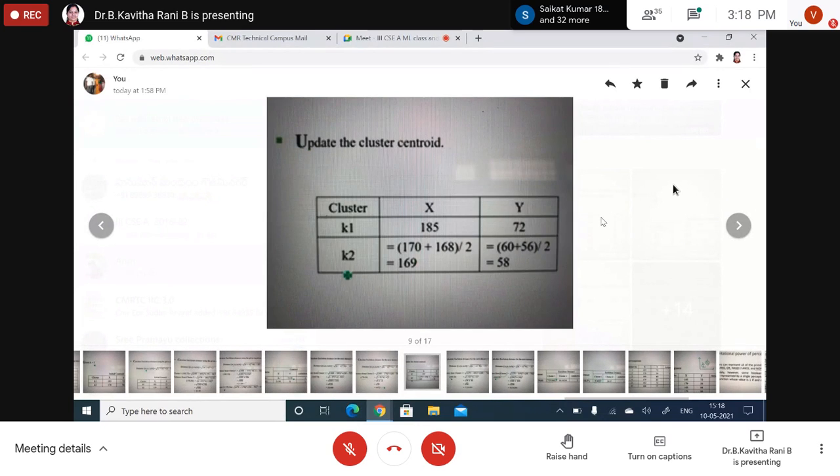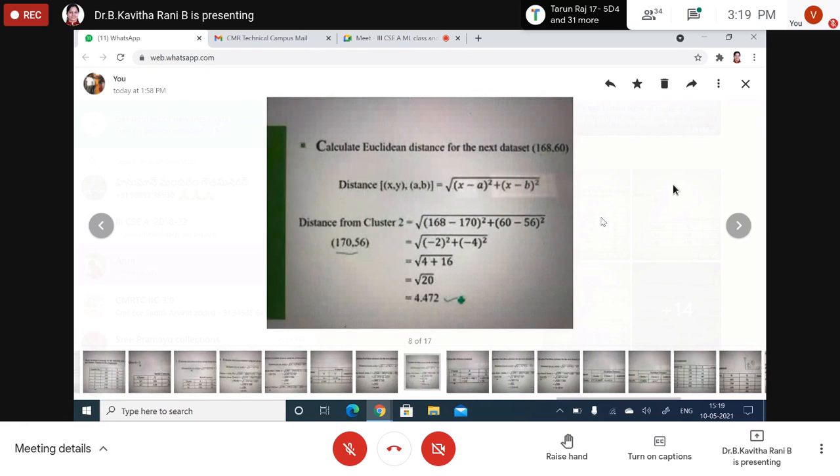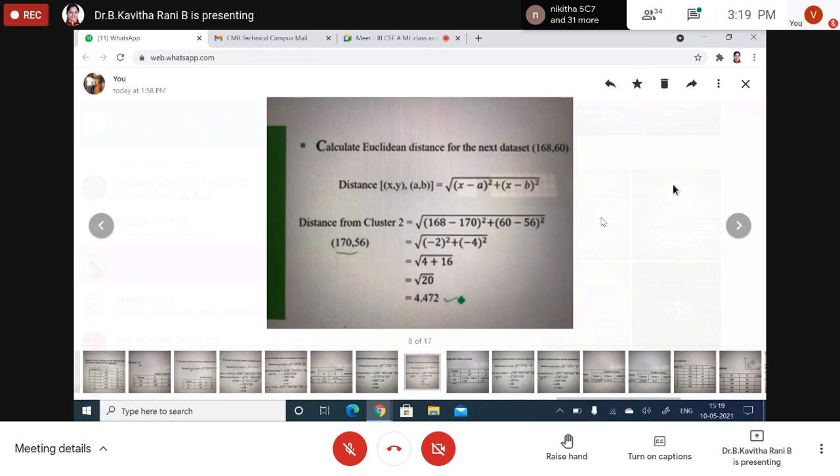So now K1 value is 185, 72, K2 value is 170 plus 168, divided by 2 is equal to 169. Between 20.808 and 4.472, the minimum value is 4.472. After calculating the distance from the 2 clusters to the third row, the Euclidean distance from 1 to 3 is 20.808, and from 2 to 3 is 4.47. So comparing these two, the minimum value is for cluster 2.